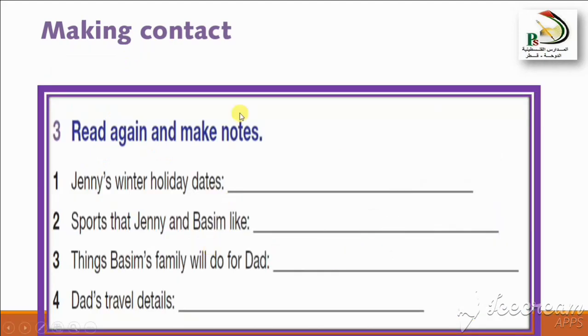Here on period number 2, you will find question number 3. Read again and make notes. Pause the video here and note down these answers from the emails. So let's write down the answers. You will note them down in your book. Jenny's winter holiday dates. She mentioned them in email number 1. Yes, 23rd December to 9th January.